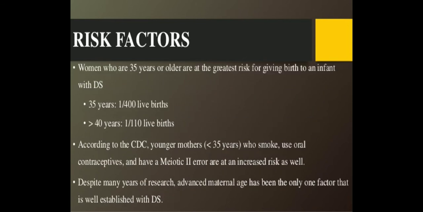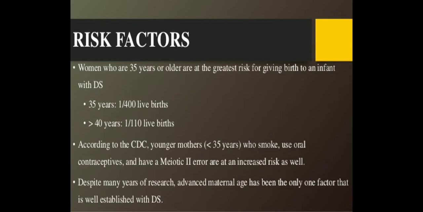Coming to the risk factors of Down syndrome, who can develop Down syndrome? Women who are 35 years or older are at the greatest risk for giving birth to an infant with Down syndrome. So women who become pregnant at 35 years or more are at greater risk. If the woman is 35 years old, there will be one Down syndrome baby out of 400 live births, and if the woman is more than 40 years old, then there will be one Down syndrome baby out of 110 live births.